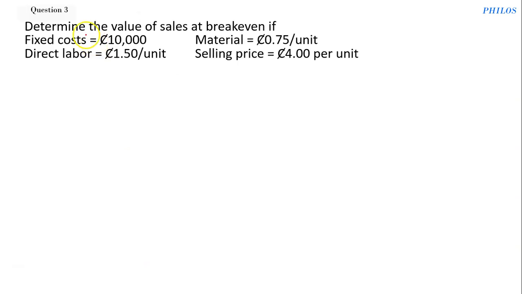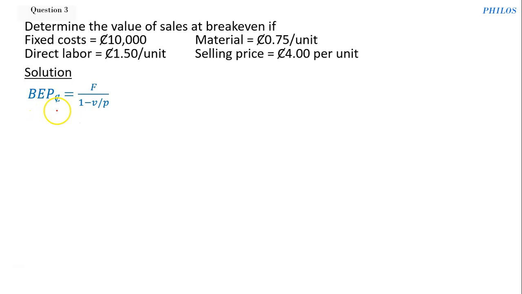Question 3. Determine the value of sales at break-even if fees cost is 10,000, material is 0.75 per unit, direct labor is 1.5 per unit, and selling price is 4 per unit. This question is the same as the previous question we solved, but this time around we want to solve it in monetary terms. So to solve this, let's record the formula for break-even point in money.